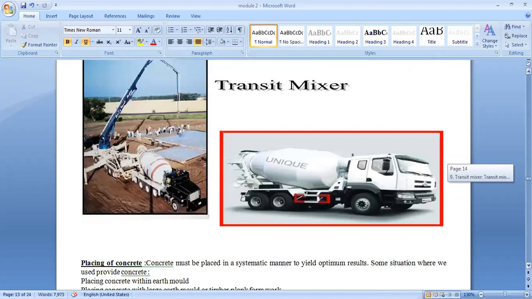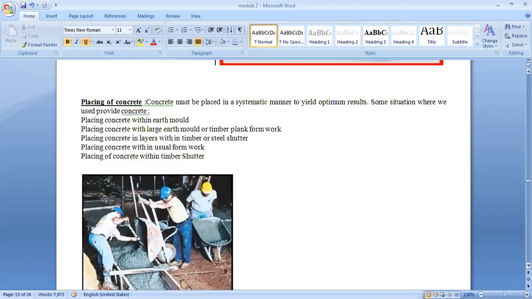This becomes the transportation of the concrete. Move to the next part. First you do batching, next you do mixing. After mixing, you transport. After transportation, you need to place. Okay, the placing of concrete.